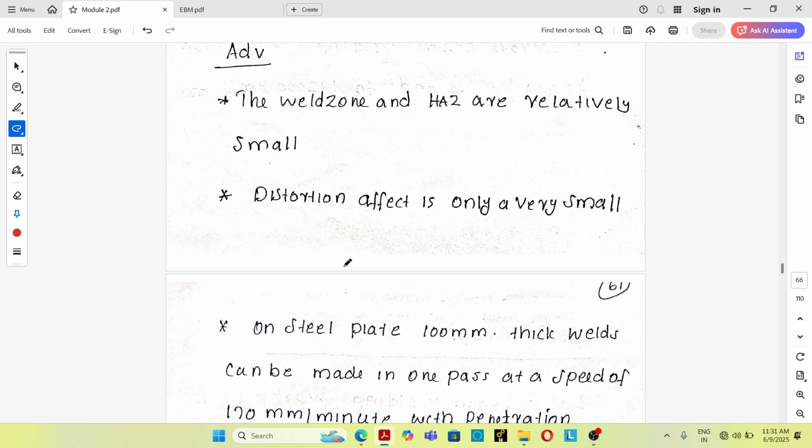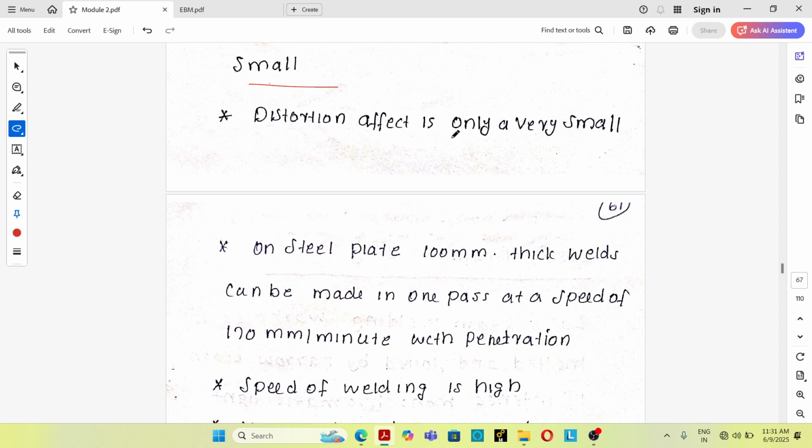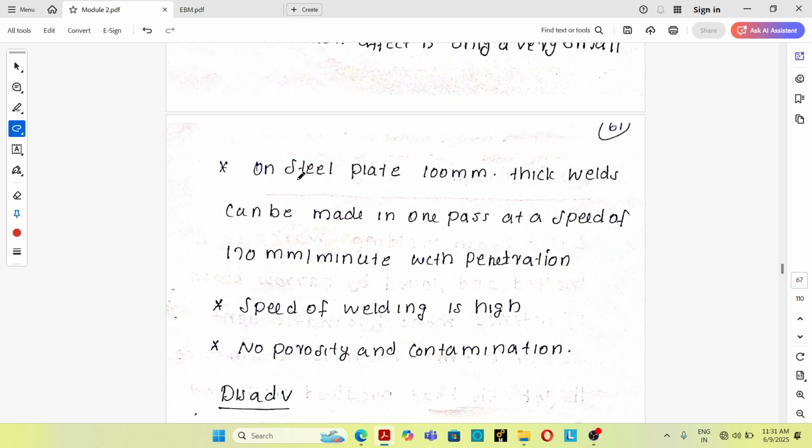So what are the advantages of electron beam welding? The weld zone and HAZ, the heat affected zone, are relatively small, because electron beam welding takes place with a narrow beam of electrons. Distortion is very small. On steel plate, 100 mm thick welds can be made in one pass at a speed of 170 mm per minute with full penetration. Speed of welding is high, with no porosity and contamination. So these are the advantages.